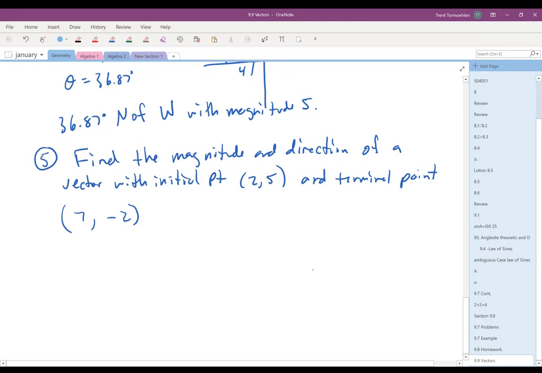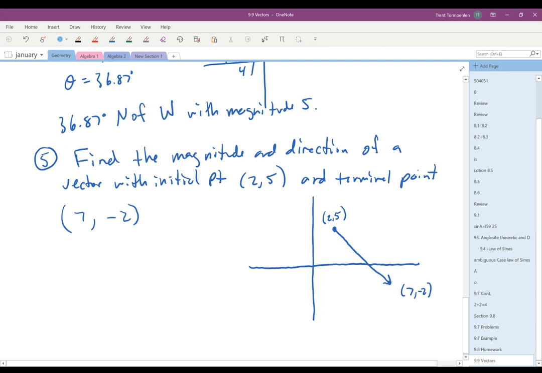Well, to do this, there's going to be some procedures we can do, but let's just think about it for a second to start with. If we have 2, 5, that's going to be 2 over, 5 up. So this point right here is 2, 5. And then 7, -2 is going to be about right here. And so our vector starts at 2, 5 and ends at 7, -2. And so that is what our vector looks like.